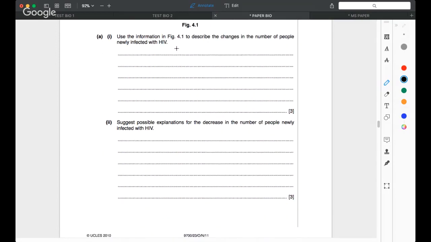Suggest possible explanations for the decrease in the number of people newly infected with HIV. Okay, Mark. So this could be due to more contact tracing. What do you mean by contact tracing? Well, if somebody has AIDS, then they can contact all of the people that that person has been in contact with. Yeah. And then education about the transmission pathway, so they know how to use condoms and stuff like that.